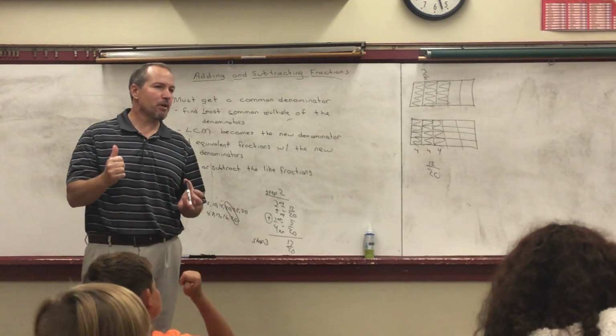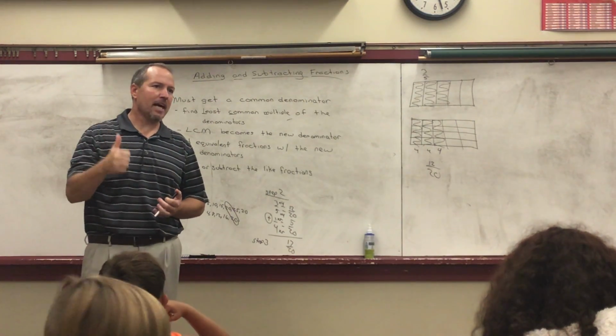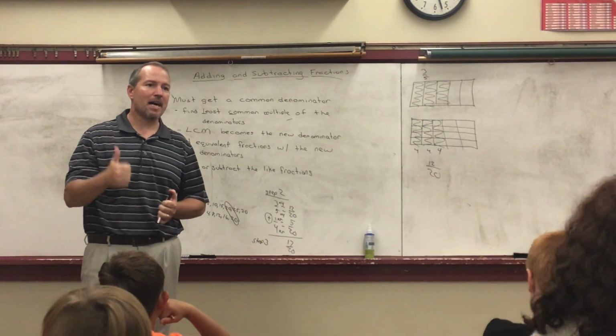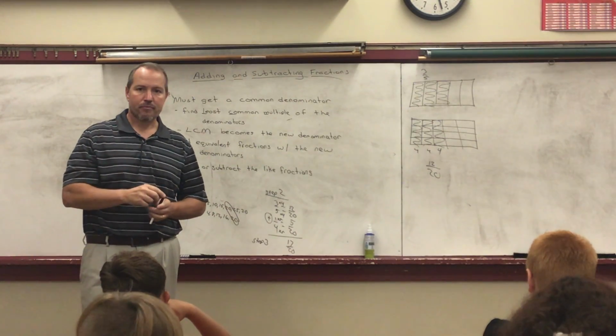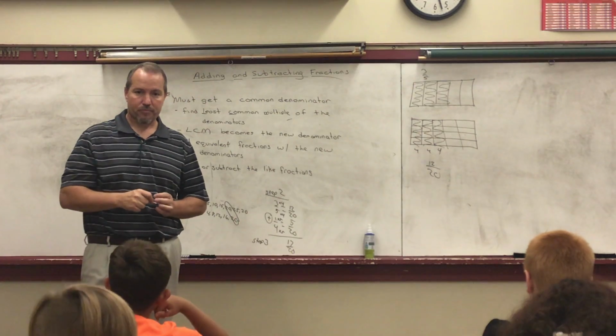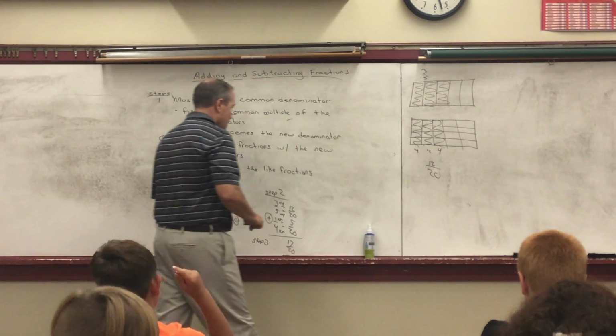Okay? So how do you get equivalent fractions? By either multiplying or dividing the top and the bottom by the same number. Good? Okay, get your boards out.